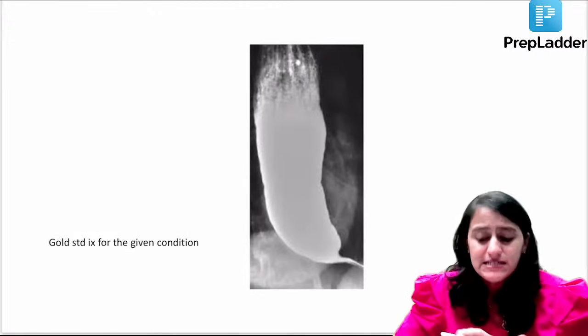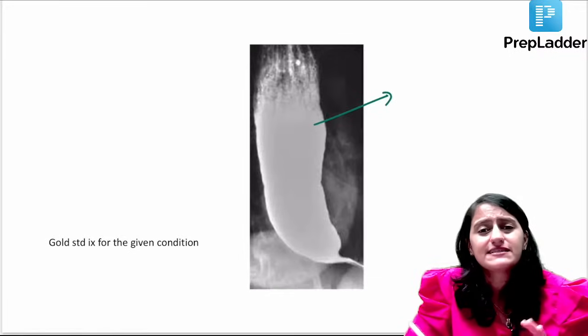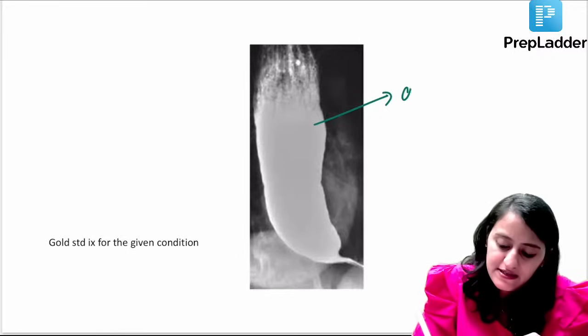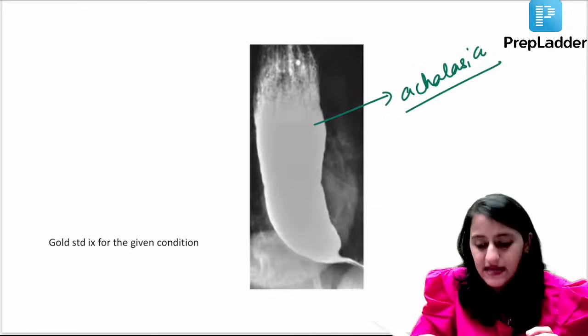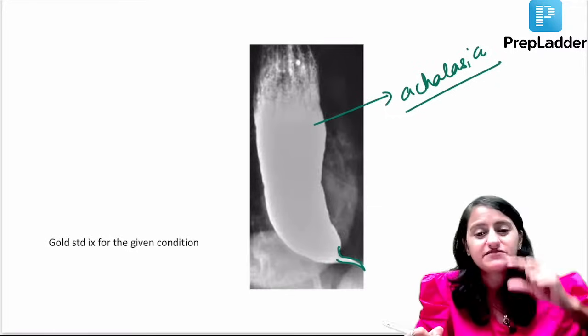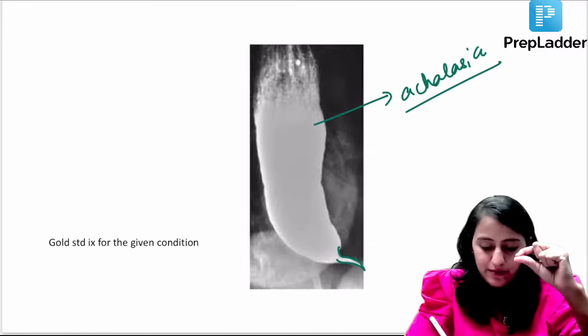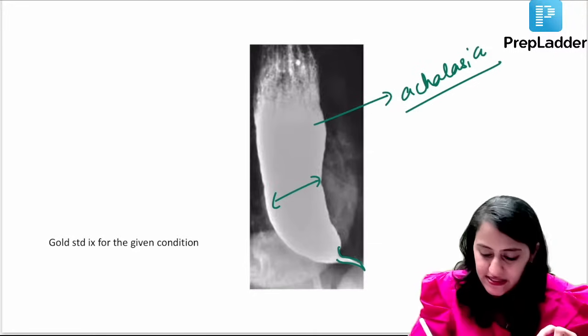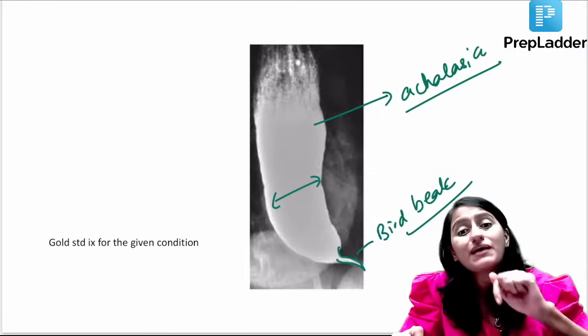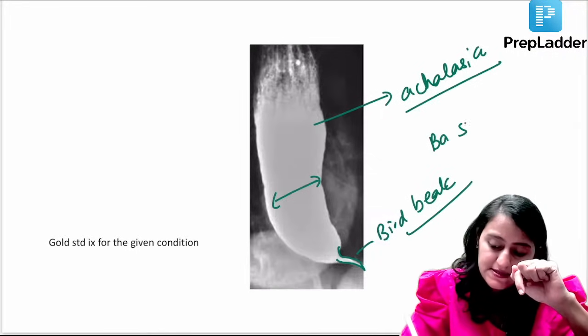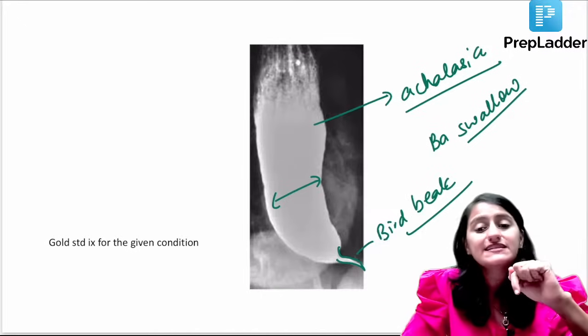Abdomen radiology, spotter image, favorite for the exam, massive dilated esophagus. This is achalasia cardia. What happens in achalasia? The lower esophageal sphincter is contracted. That is why this gets dilated. So this gives the bird beak sign. Bird beak sign on barium. What investigation is this? Barium swallow for esophagus.